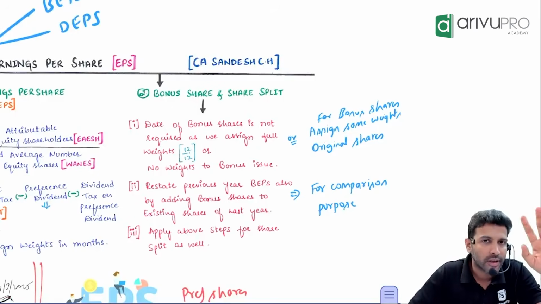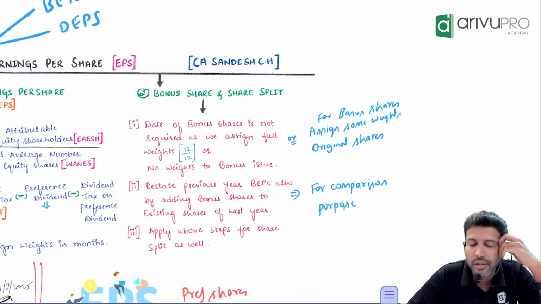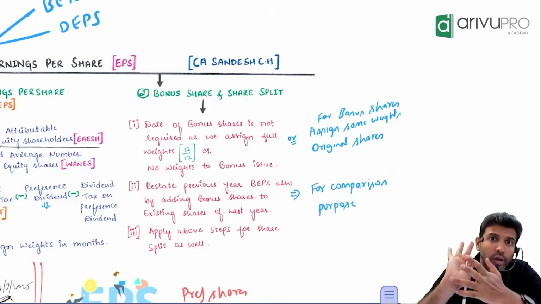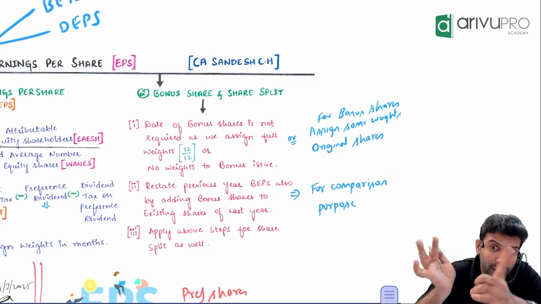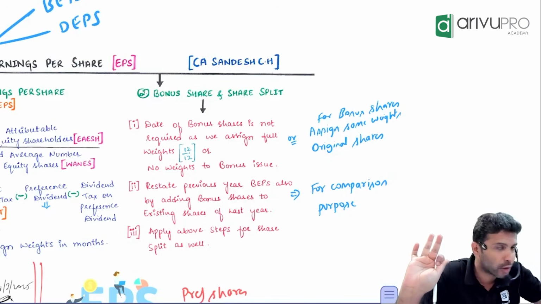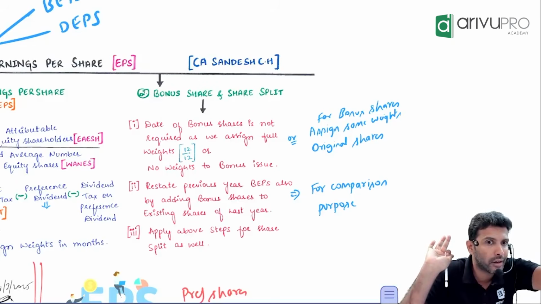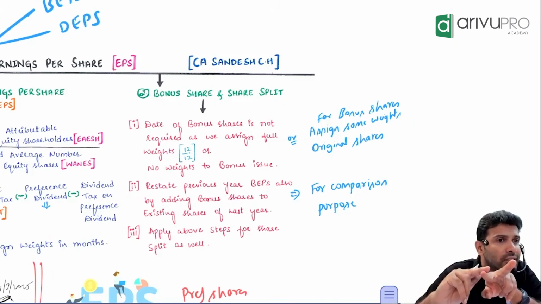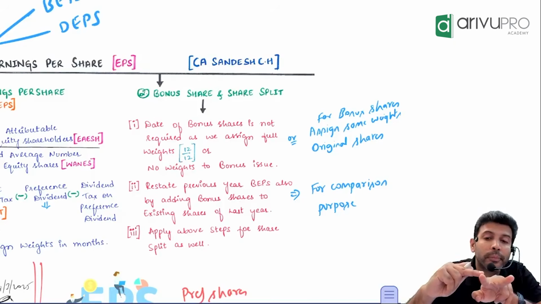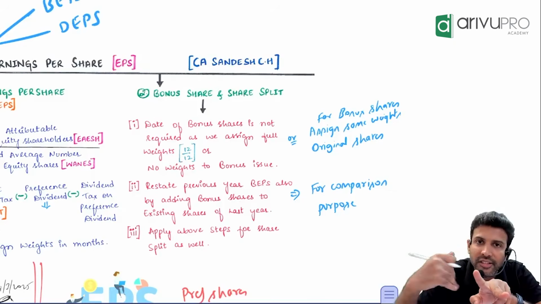Why do we assign weights to the shares? Forget about bonus. Why do we really assign weights to the shares issued? What is the thought process behind that? Depending on when you receive the money on shares, your earnings can increase or reduce. Remember that company 1, company 2 example. Company 1 issued shares on the first day, company 2 on the last day. Who will earn more? Company 1. Why? They receive the money early.